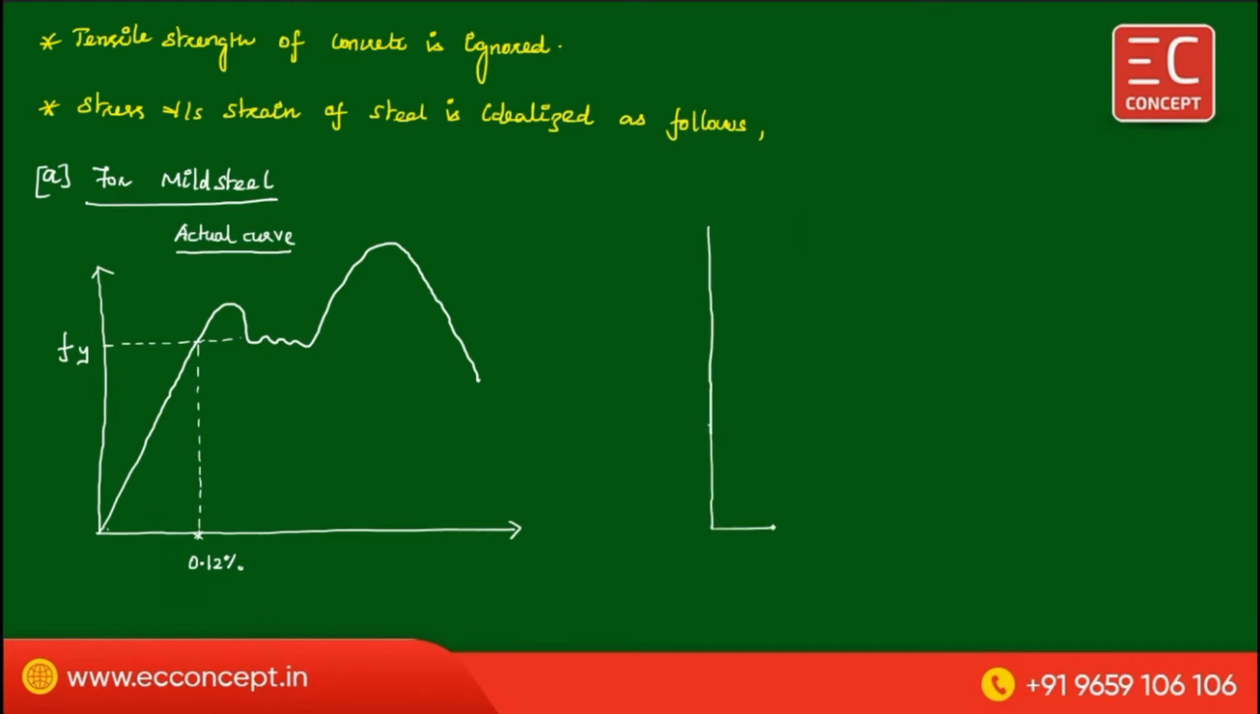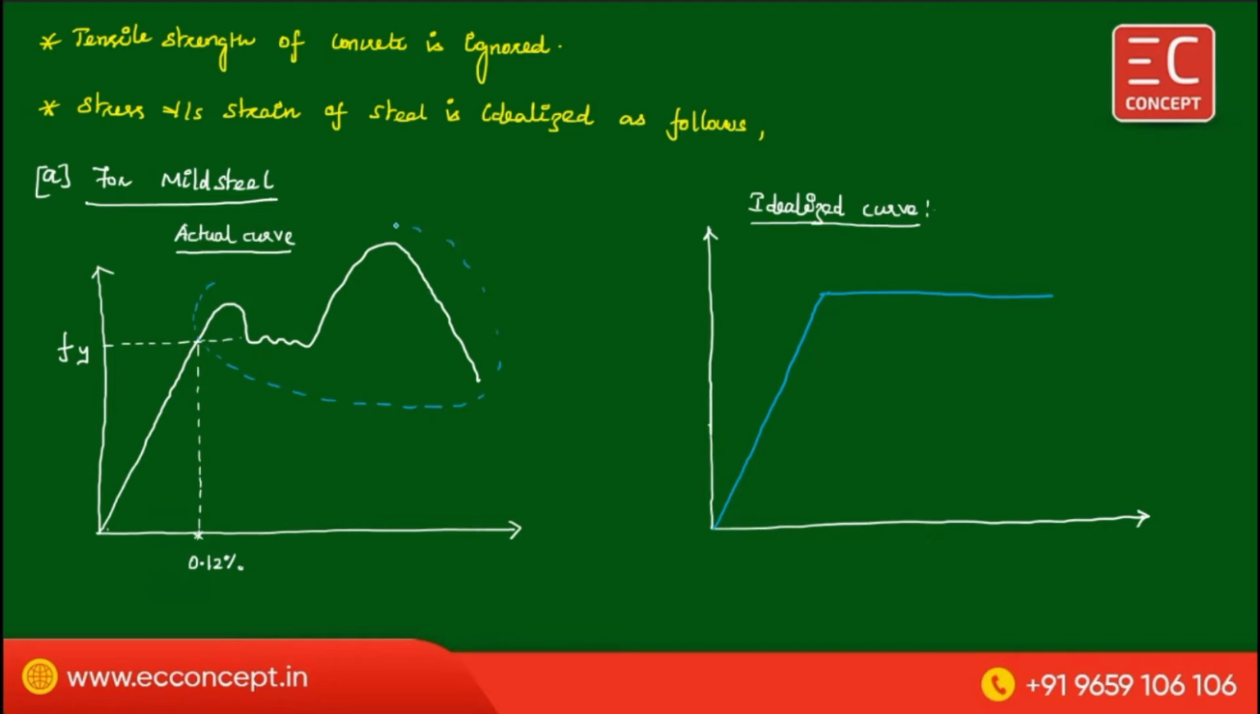The idealized curve as per IS 456-2000 is this one. We will take it up to the yield stress as a straight line, then also something like that. So this portion can be idealized into a straight line. Okay, now this is the idealized curve for design.